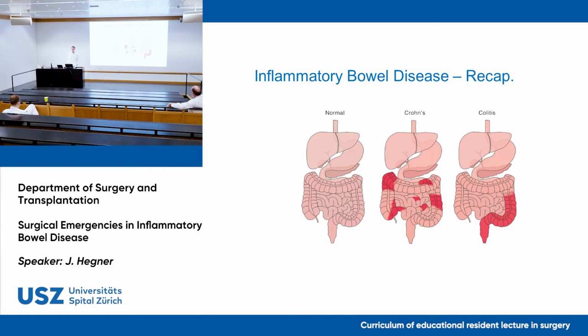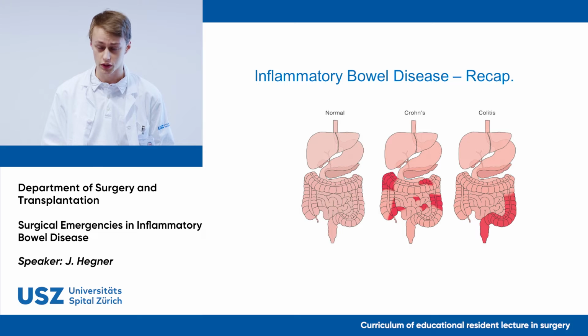Now, inflammatory bowel disease consists of Crohn's and ulcerative colitis. Generally speaking, Crohn's disease will affect any part of the GI tract from mouth to anus, whereas ulcerative colitis is limited to the large bowel.